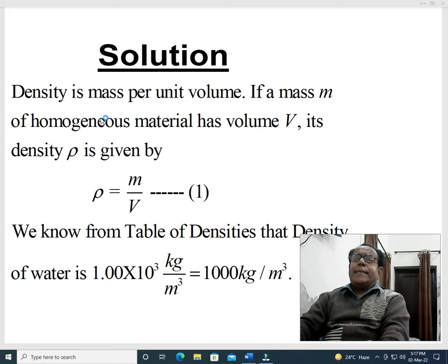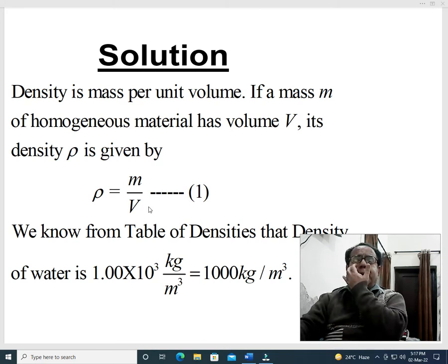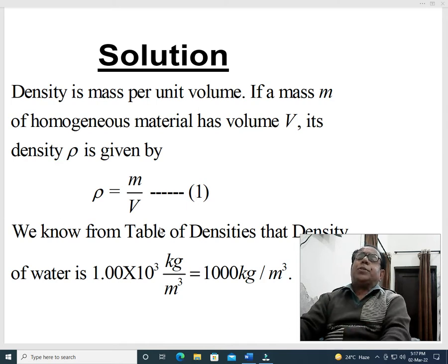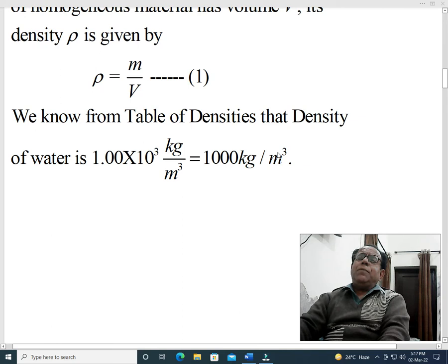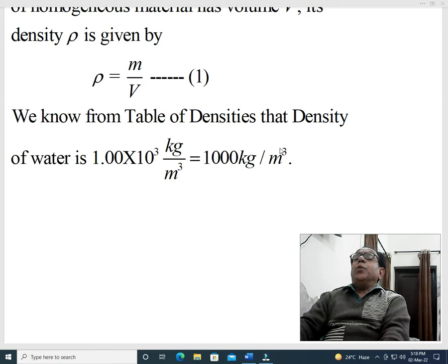So density is mass per unit volume. If a mass m of homogeneous material has volume V, then its density rho is given by rho equal to m over V, mass per unit volume. This is equation number 1. Moreover, we know from the table of densities that the density of water is 1000 kilograms per meter cube. We can also write it in this form.